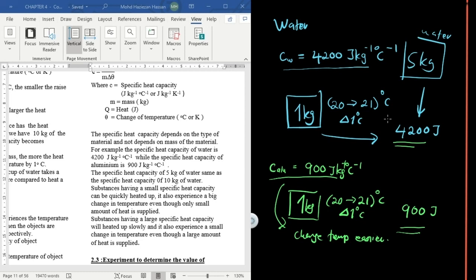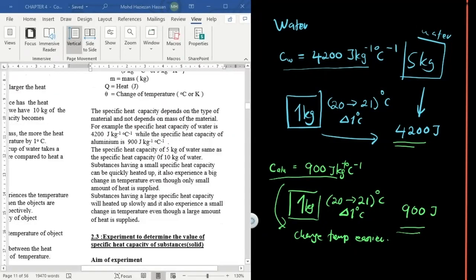A substance having a small specific heat capacity, as I said before, can be quickly heated. It also experiences a big change in temperature even though only a small amount of heat is supplied, just like we had discussed before.